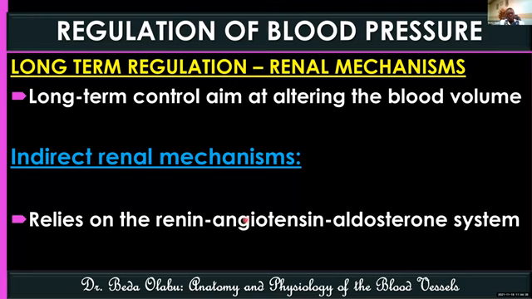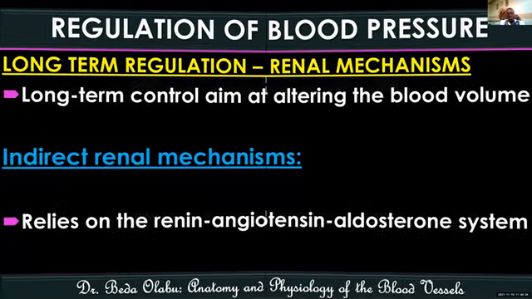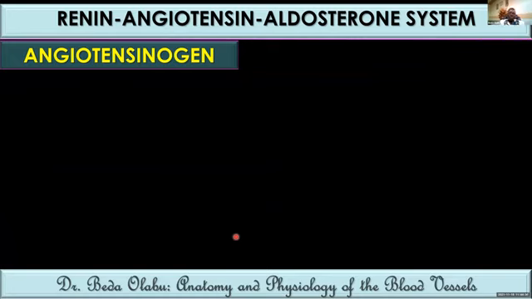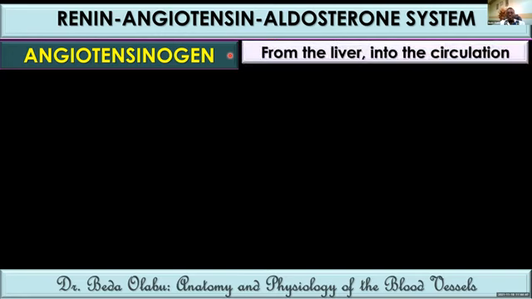I've already told you that the indirect renal mechanism relies on the renin-angiotensin-aldosterone system. Let's talk about it. So we have something called angiotensinogen. It is a protein produced by the liver. This angiotensinogen is released into the circulation. So it just flows in the bloodstream. It's one of the plasma proteins, actually.